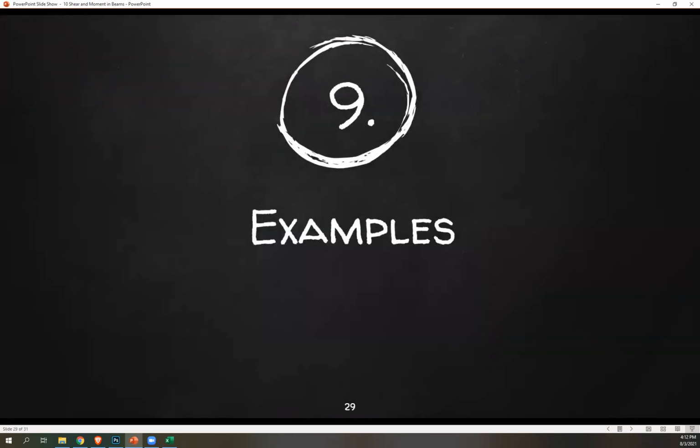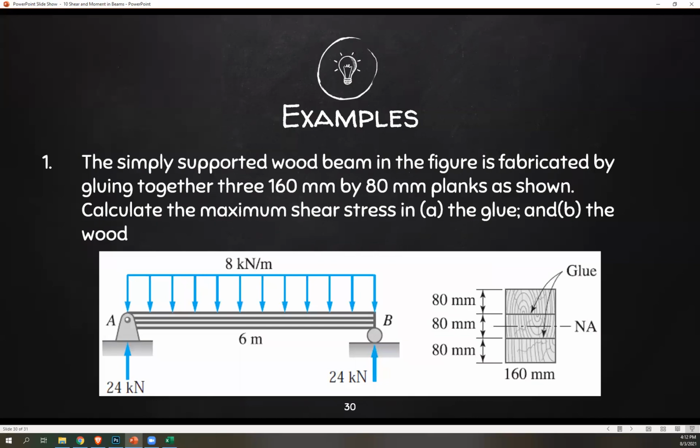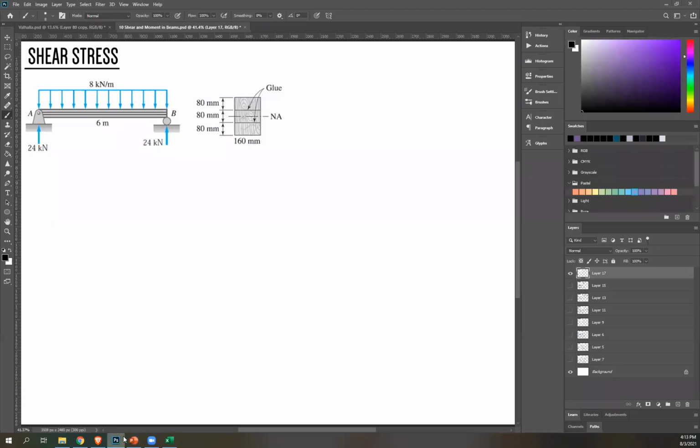So let's have our last example. The simply supported wood beam in the figure is glued together from 3 planks of 160 by 80 millimeters as shown. So 1, 2, 3 wood planks, 80 by 160. Calculate the maximum shear stress in the glue and wood. So we're looking for two things, shear stress in wood and glue.